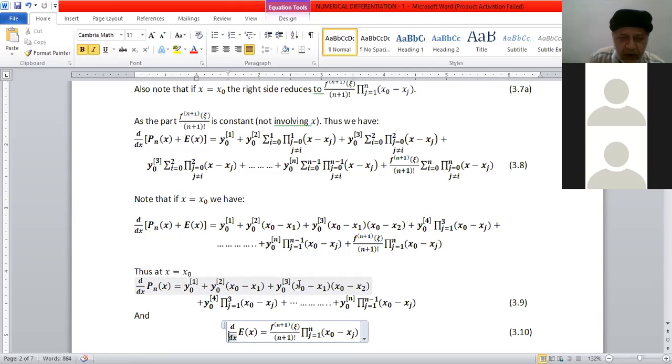This term is here not written completely. In fact, in the derivative formula, x is equal to x naught is substituted, and then this is the actual formula.